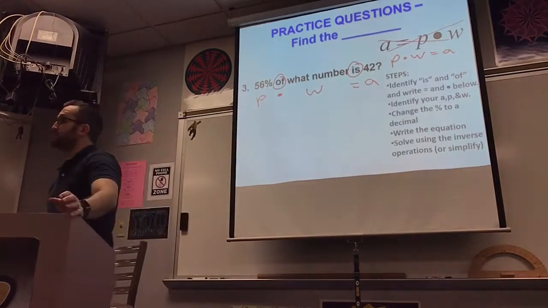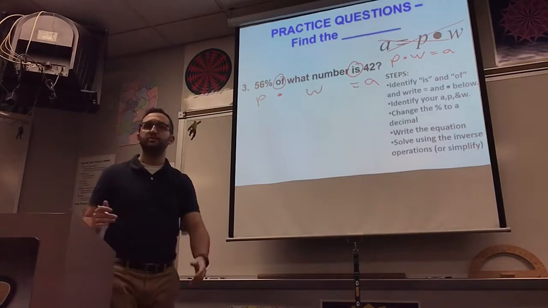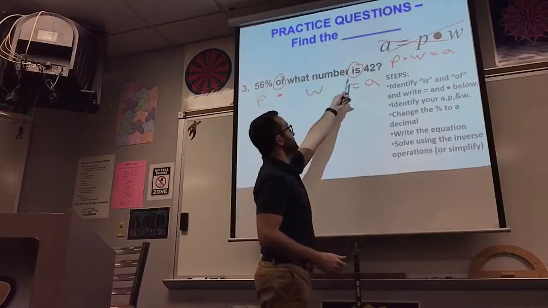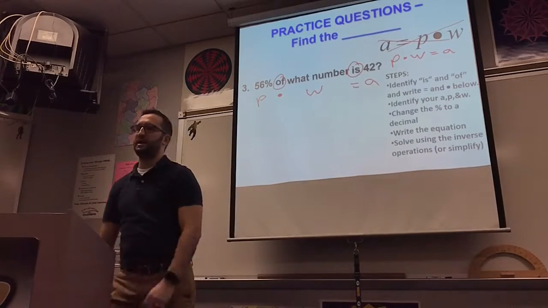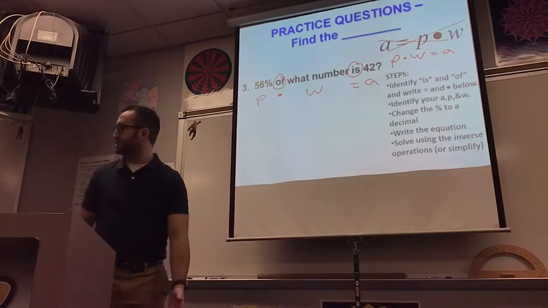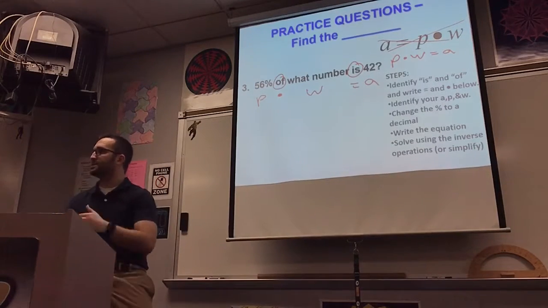That's why I like the equation better, I'm gonna be honest with you. I like the equation better than the proportion because I like this process. For me, is and of mean multiply and equal sign. They don't mean numbers. But if you like the proportion better, that's fine. Tomorrow you'll be able to use the proportion. Today we're using the equation.